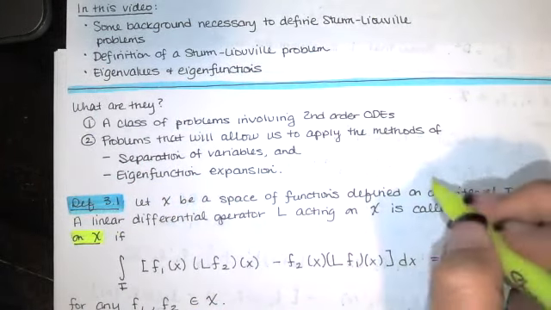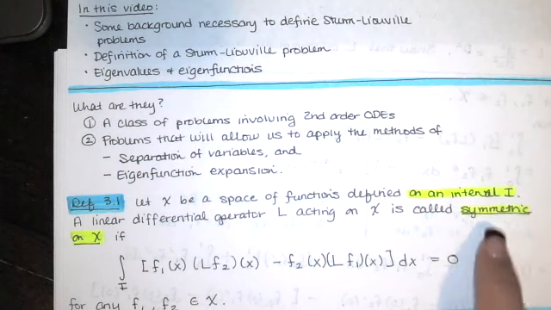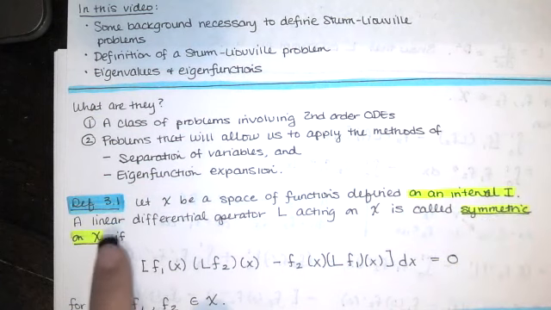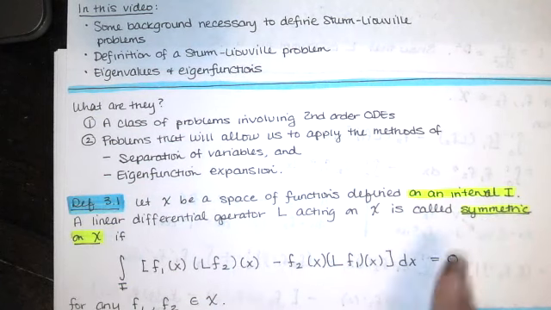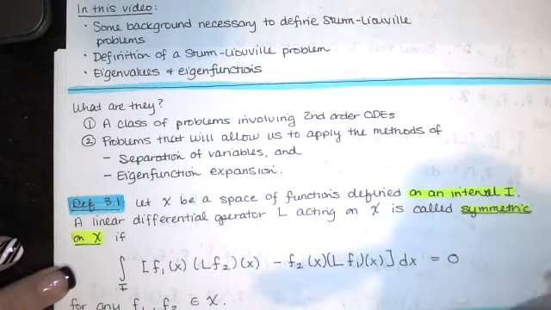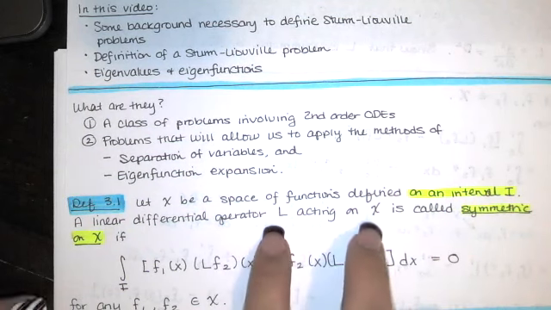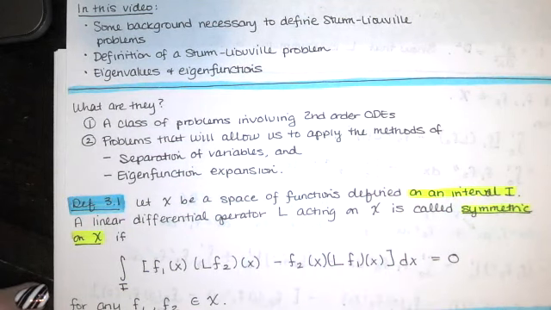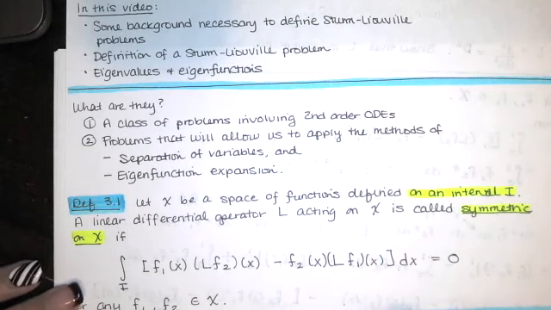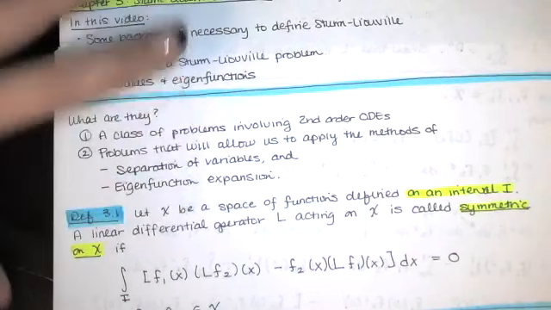And we're also talking about a particular interval. If we change the interval, things might change. If we change the space of functions, the condition of being symmetric may change. So we don't just talk about an operator being symmetric, we talk about an operator being symmetric on a space of functions, and that space of functions is associated with a particular interval.